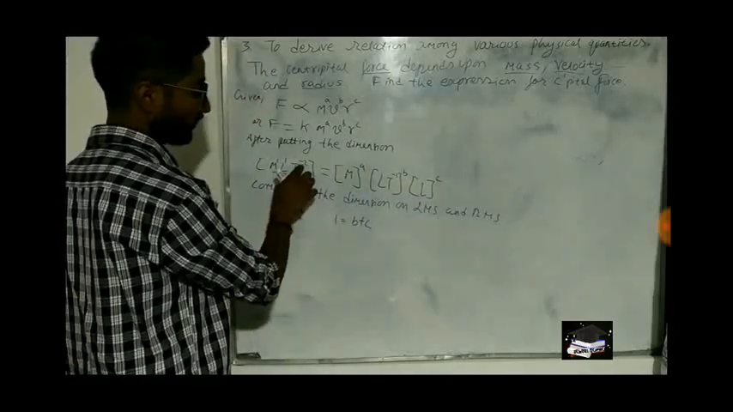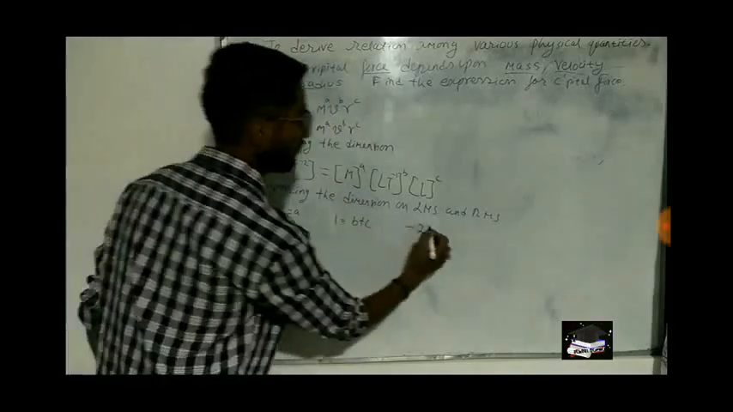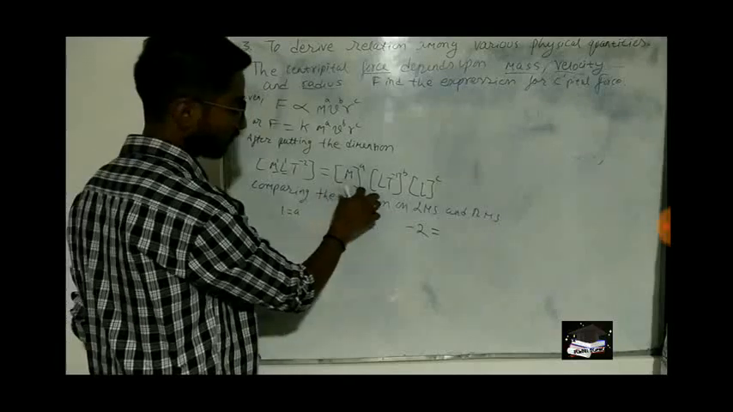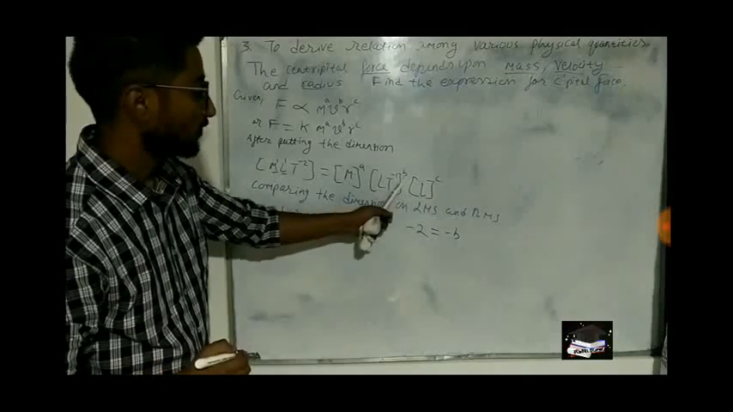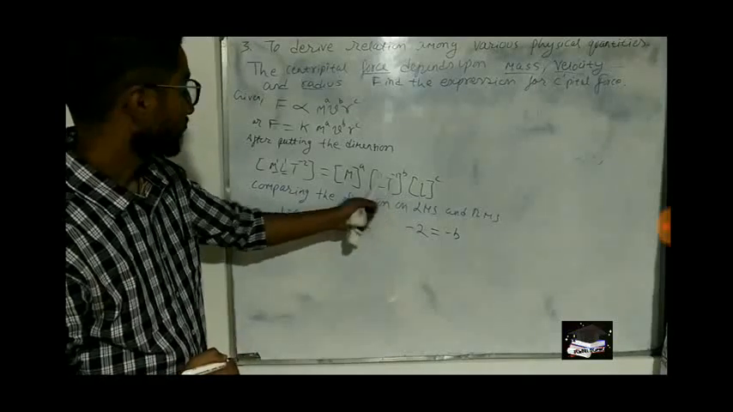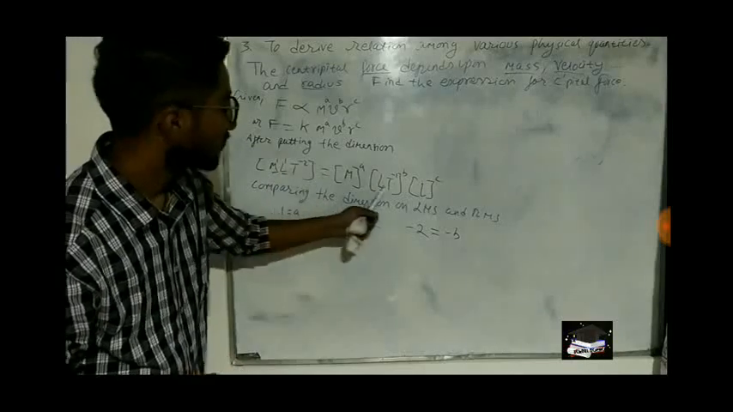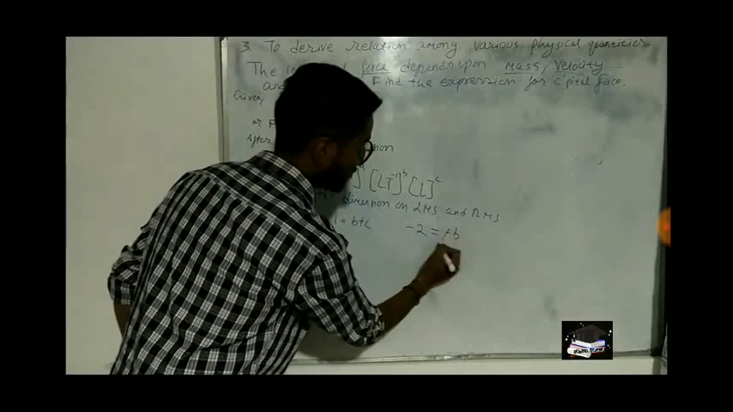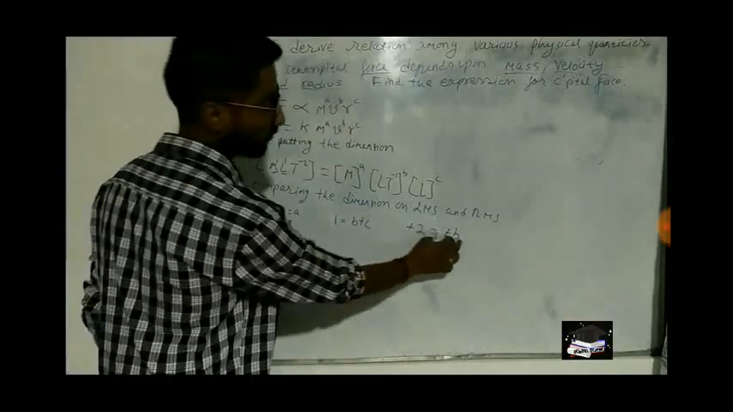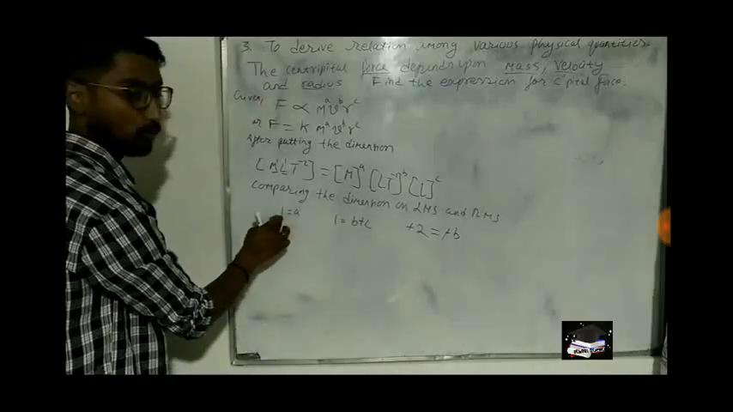Now let us go for T. For T the power is minus 2 on the left, equals minus 1 into b, which is minus b, because we have only one T on the right. The power of T on the left is minus 2, and on the right it is minus 1 into b, which is minus b. Minus minus cancels out. What is the value of b? The value of b is 2. The value of a is 1.